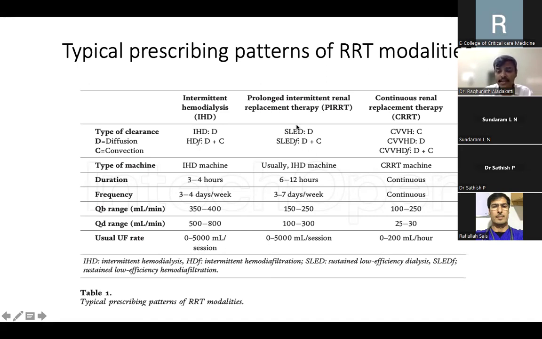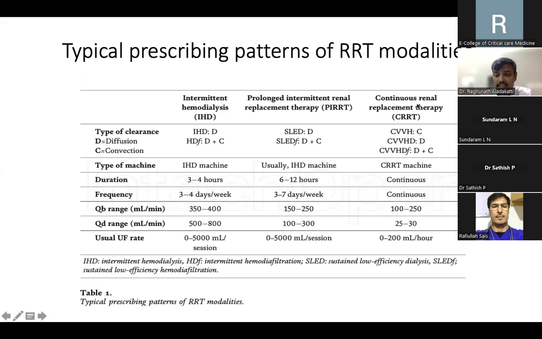Prolonged intermittent renal replacement therapy may be SLED, where only diffusion is taking place, or SLED-F, where there is both convection and diffusion. The same IHD machine can be used for 6 to 12 hours rather than 3 hours, 3 to 7 days per week. Here the blood flow rate is 150 to 250. Dialysate flow rate is a reduced 100 to 300. Ultrafiltration can be done on a need basis.